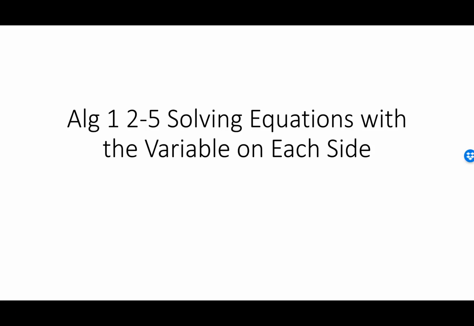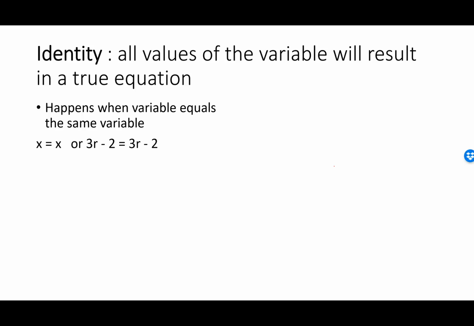All right, solving equations with a variable on each side. So that means it's going to look something like this. I'd have like 2x minus 1 equals 3x plus 4. Something like that. So there's a variable on both sides of the equal sign. That's what that means. So identity: all values of a variable will result in a true equation.